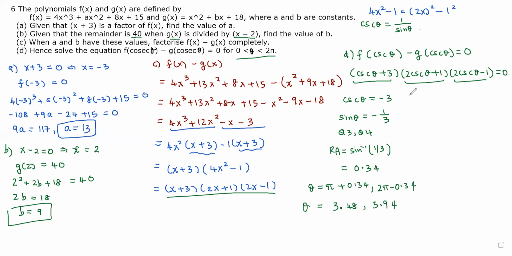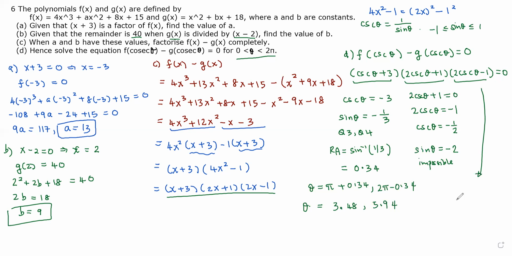The second one, we have 2 cosecant theta plus 1 equals 0. So that 2 cosecant theta is negative 1. Cosecant theta is negative 1 over 2. But because cosecant is the reciprocal of sine, sine theta is negative 2. Just flip the right side and you're good. But that is impossible. Sine theta is always in between 1 and negative 1. It cannot be negative 2. So we do not have a solution for this part.